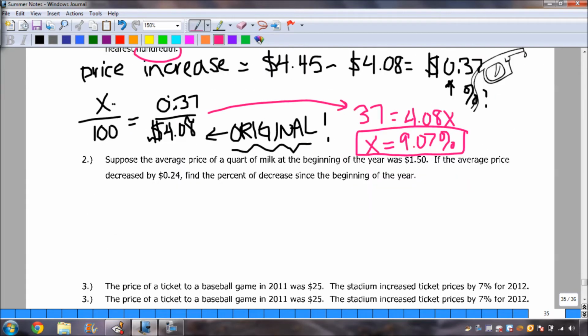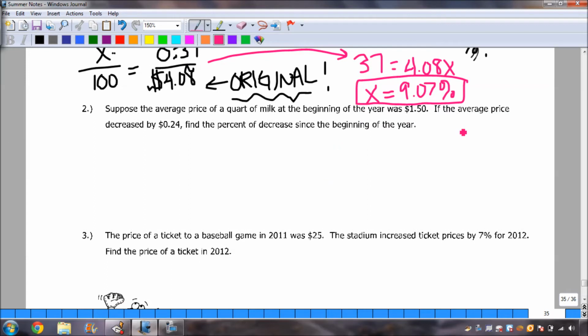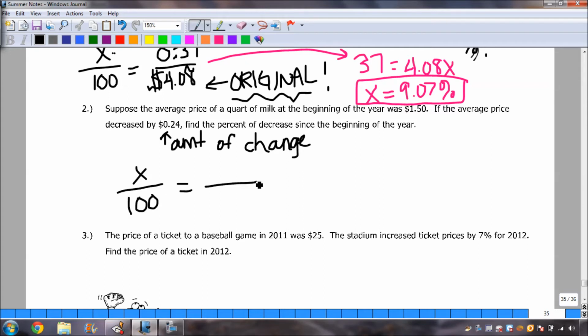Okay? Now, in number 2, it says, suppose the average price of a quart of milk at the beginning of the year was $1.50. If the average price decreased by 24 cents, so I already know the amount of change. I don't have to worry about figuring that out. Find the percent of decrease. So I don't know the percent, so I'm going to call it x, and it's over 100. And I know that the amount of change is 24 cents over the original amount, which is $1.50.